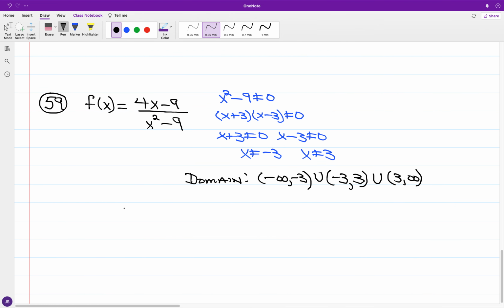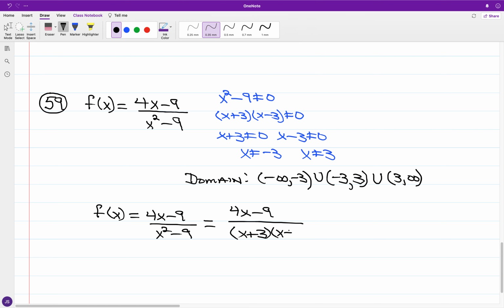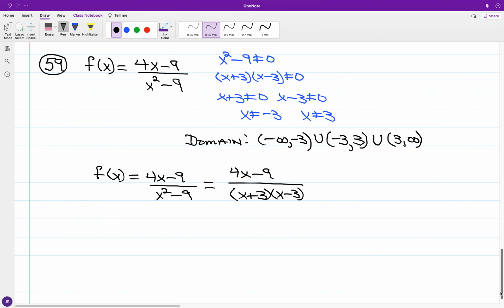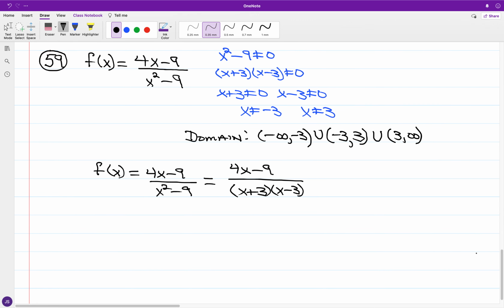And in the case of what we have regarding the vertical asymptotes, we have 4x minus 9 all over the quantity x plus 3 times the quantity x minus 3. If you notice, we don't have any common factors between the numerator and denominator, so there'll be no cancellations. Both x plus 3 and x minus 3 are going to remain.